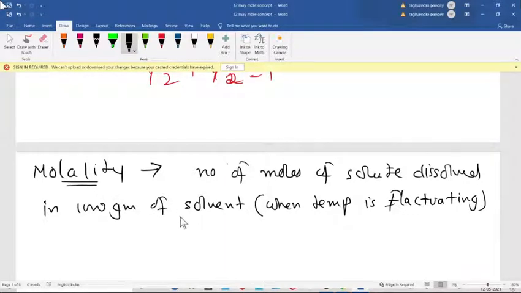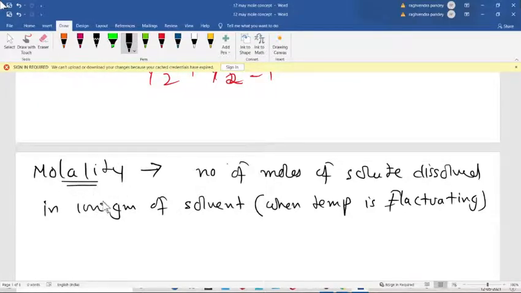When the temperature is changing, molarity is not used, because if the temperature changes, the volume will change. At some temperature the volume will be something, and at a higher temperature the volume will increase. So molarity will change, because molarity is dependent on temperature. But if we take molality, it will not change, because weight doesn't change with temperature. Whether it's 0 degree or 100 degree, the weight will not change, only the volume changes.